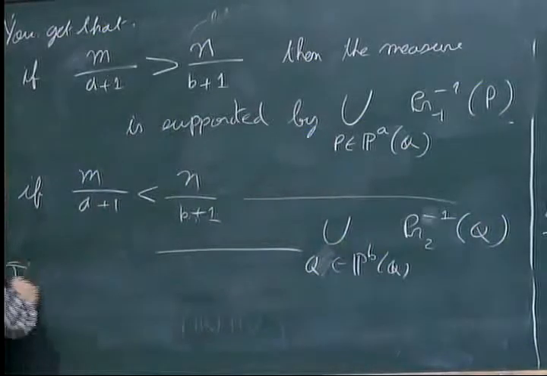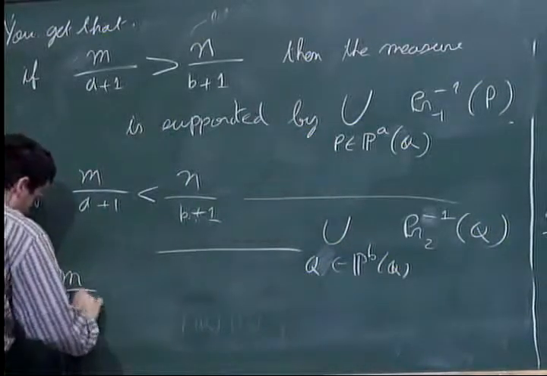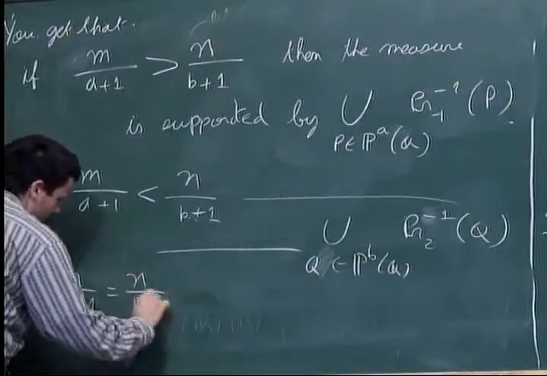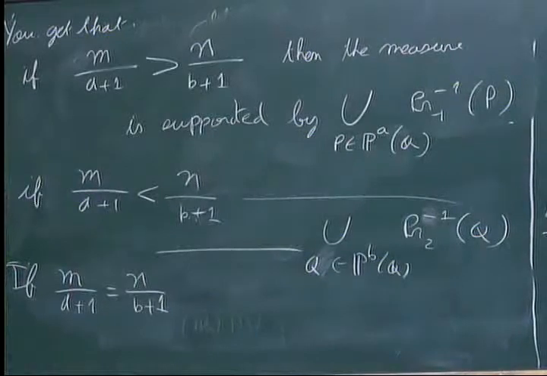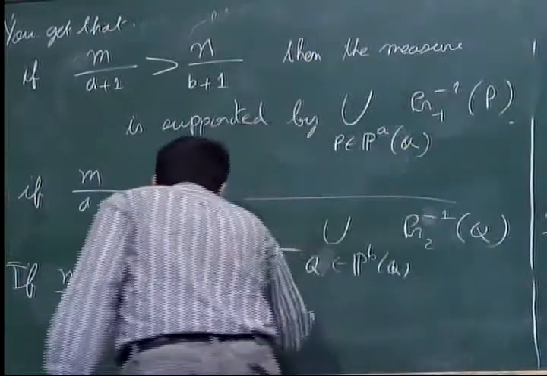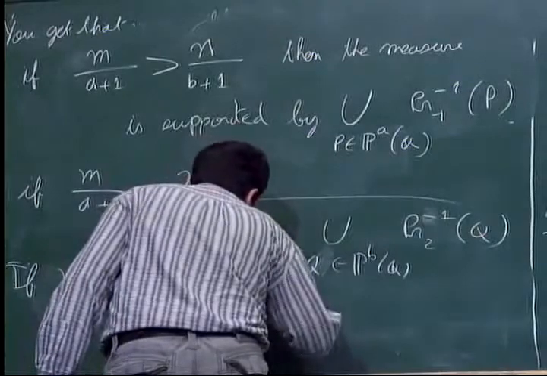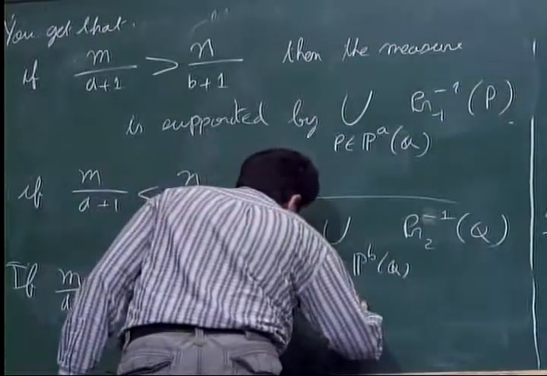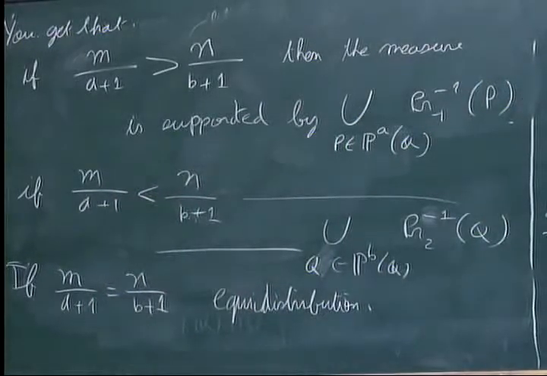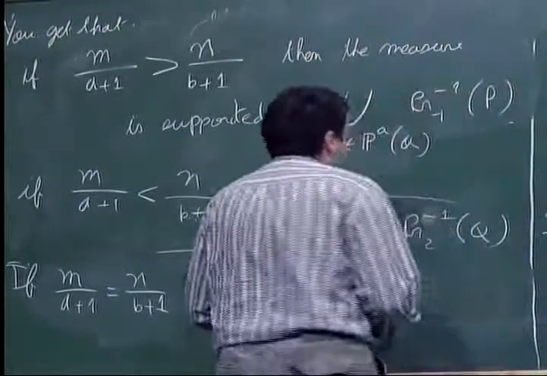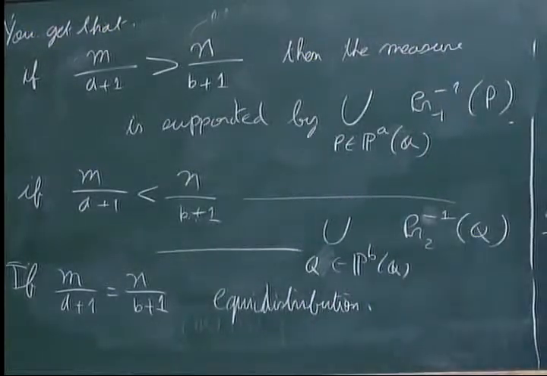And if these two quantities are equal, m over a plus 1 is equal to n over b plus 1, you get equidistribution. And once again, the measure is the product of the measures on each projective space. And the constant, what is the constant? Or rather the asymptotic behavior.